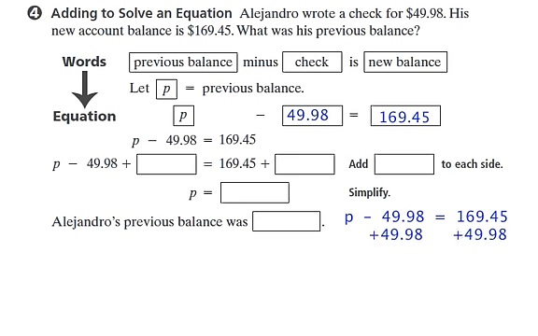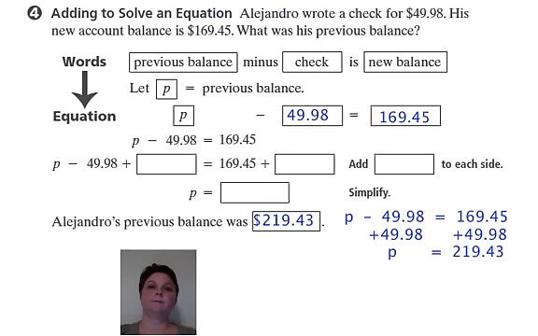On the left-hand side, the 49.98s cancel each other out. On the right-hand side, you have 169.45 plus 49.98, which is 219.43. So Alejandro's previous balance was $219.43. Pause the video at this time if you need more time to copy down this example.